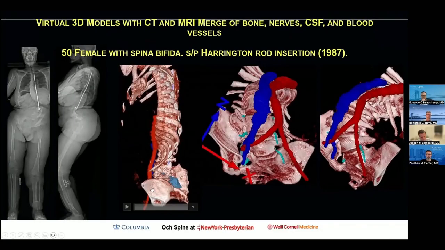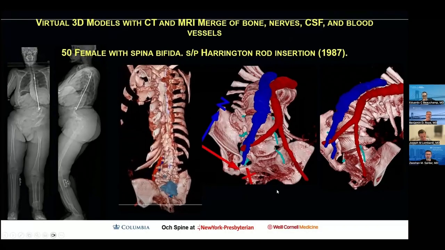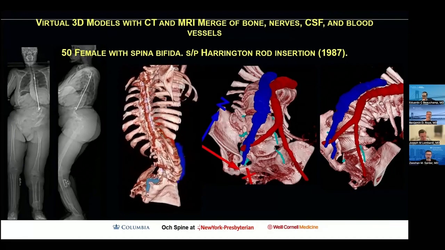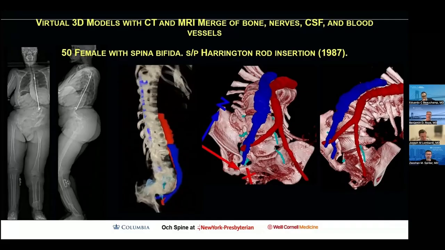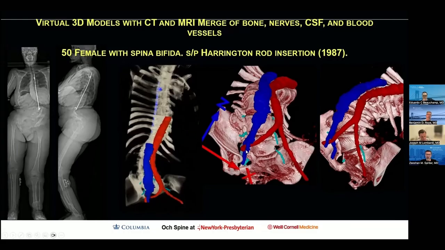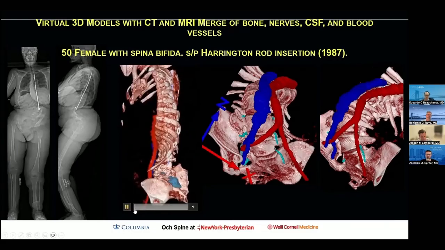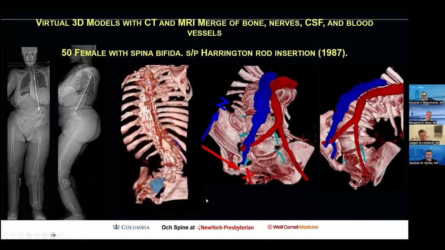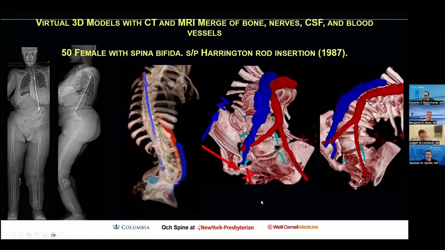And the last thing in terms of this planning and modeling is the use of virtual 3D models. And as you can see, for complex patients like this patient with spina bifida and a shunt that was placed in 1987, we can really create software models using a merge of X-rays, CT scan, and MRI scan to have a better look at the anatomy of these very complicated patients. And you can see the vessels here are really intertwined, and you could see in the back here that this whole area is basically the dura that's uncovered for these patients. So this type of modeling really allows us to have a better look at these patients before we operate on them.